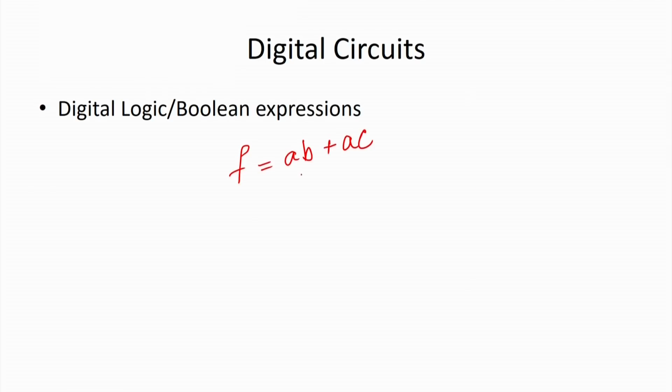I can say that this is a AND b. It says that the value of this particular component is 1 provided both a and b are true, or both a and b are 1, then the value is 1. Again, this function is having two components, ab and ac. This is the OR combination or plus combination. It says that the functional value will be 1 if either ab is 1 or ac is 1.